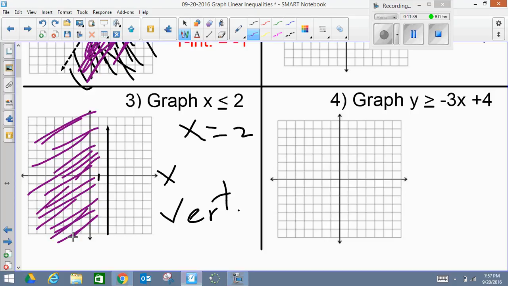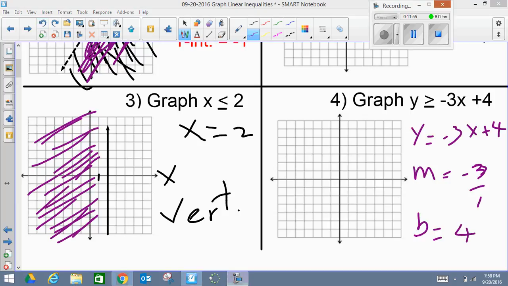The last one. Now we know that when we have a regular equation, I need to write it in slope-intercept form, which is going to be y equals -3x plus 4. I'm sorry about that. So I have y equals -3x plus 4. My slope is -3/1. My y-intercept is 4.